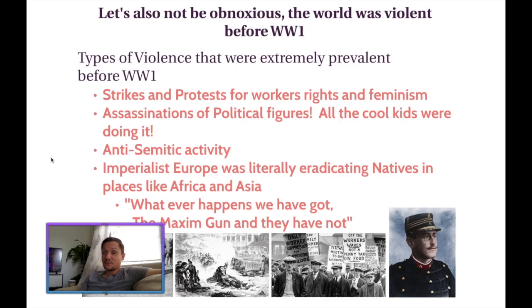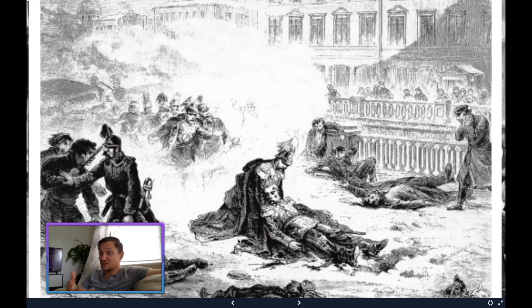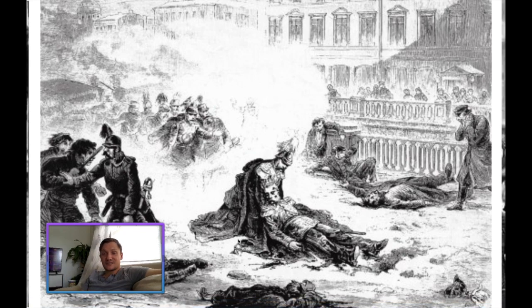The assassination of political public figures was wildly big, okay? The assassinations of political figures was huge. Like, it was almost like it was a trend. All the cool kids were doing it. This guy right here, that's Alexander II of Russia, the Tsar of Russia. He got blown up while he was on his way to a military ceremony because the people that blew him up were like, government's bad. And they were just anarchists.